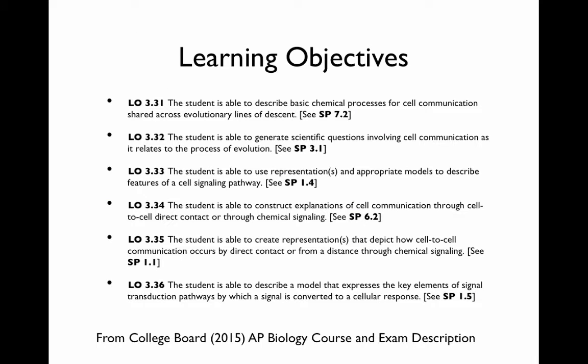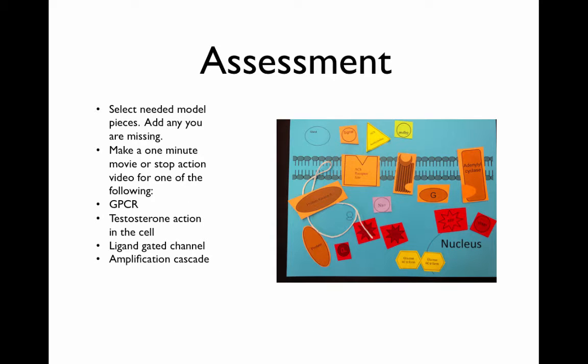This lesson covers many learning objectives as seen here. Refer back to the curriculum framework to be sure you're covering all aspects of each learning objective. This will set the students up for looking at changes in cell signaling caused by mutation and disease. Assessment can be very aligned to the lesson if students make a video for one of the covered topics.